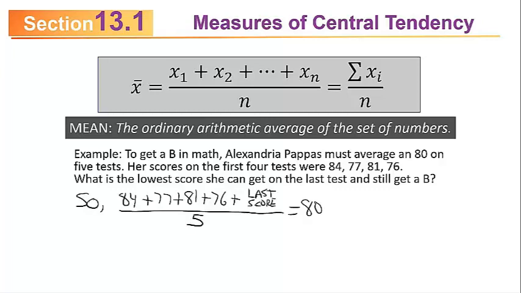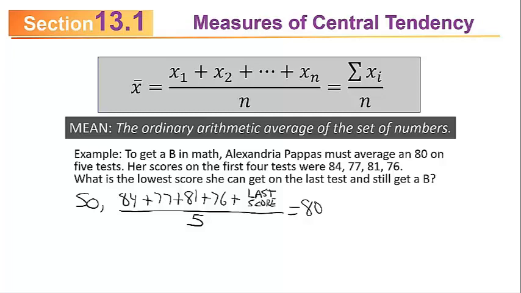I know that when I average grades, I just add them all up and divide by how many there are. And if she wants to get a B, that average has to come out to be 80. So just take the scores of her tests, 84, 77, 81, 76, plus this last score, which is unknown. You can call it X, or you can just write last score like I did. The sum of those 5 divided by 5 has to be 80 if she wants to get a B.